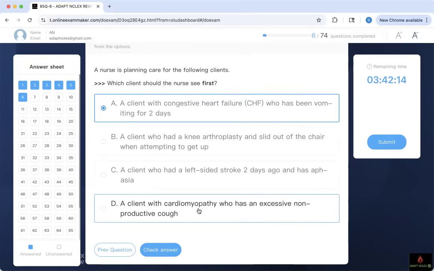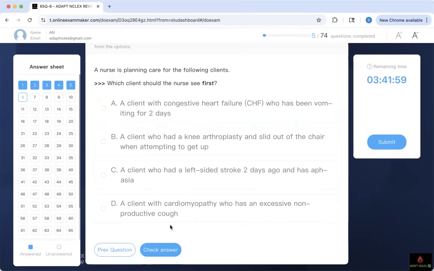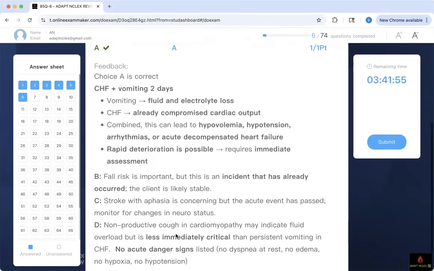But what is the problem? This guy is already in CHF and he's vomiting, electrolyte abnormality, is in trouble. That's why you have to figure out which one you want to pick. Option 1 is more dangerous than option 4. Therefore, we're going to pick this one. So you have to understand that. And this is the explanation. I want you to look at the explanation again.